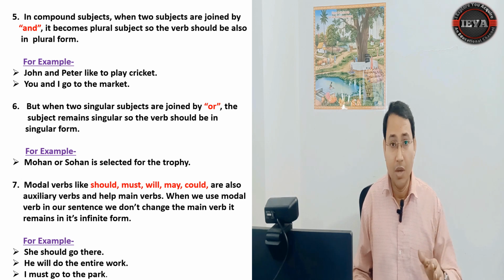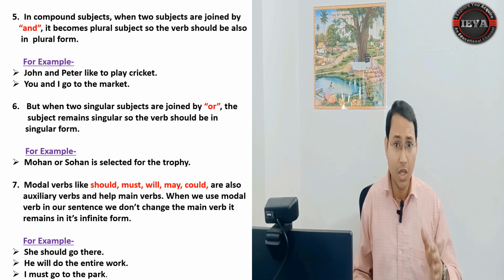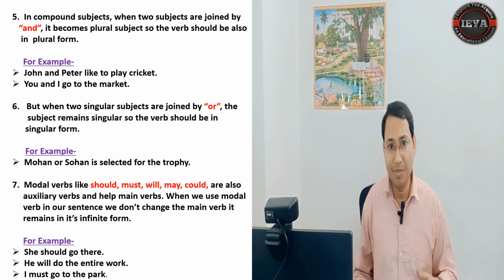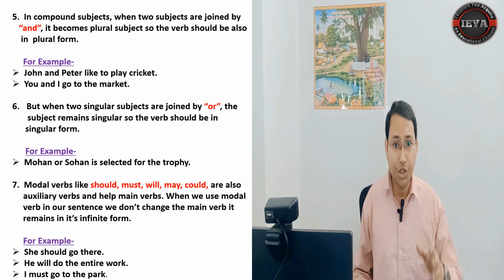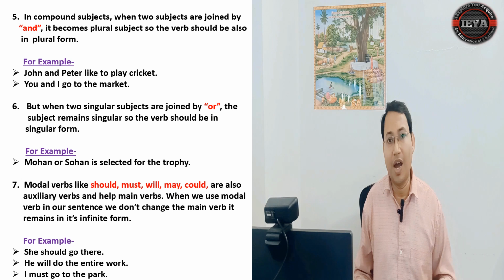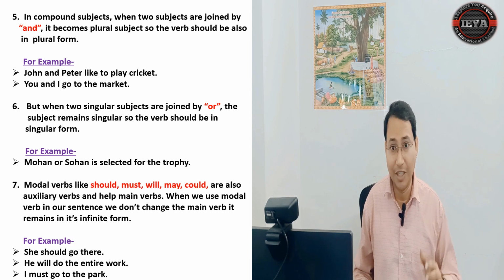Point number 7. Modal verbs like should, must, will, may, could are also auxiliary verbs and help the main verb. When we use modal verbs in our sentence, we don't change the main verb, it remains in its infinitive form. For example, she should go there. He will do the entire work. And I must go to the park. Here, after should, will, must, the verbs remain in their infinitive form, like go, do, and go.